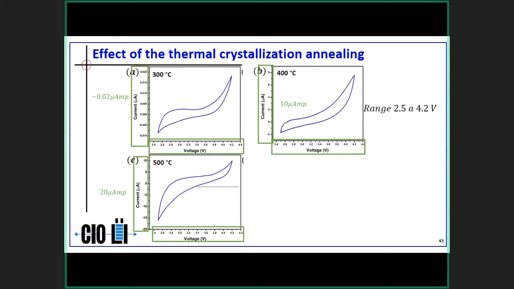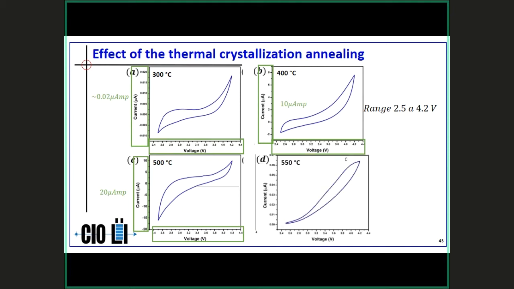So among these three different cathodes, the one that has a better performance is 500 degrees Celsius. If we continue increasing the temperature, there is a drop of the electrical current. So this temperature also doesn't work.